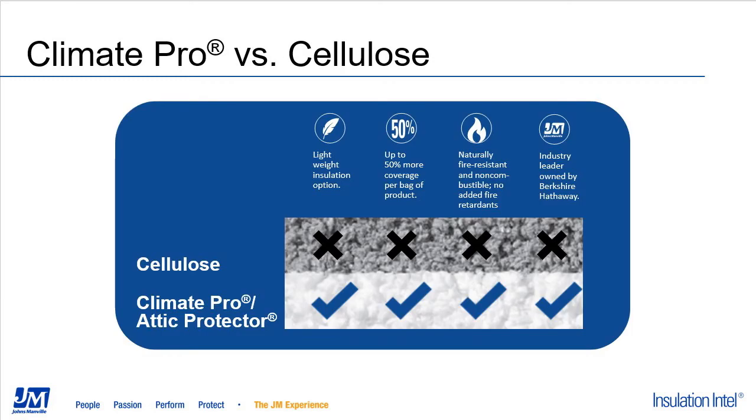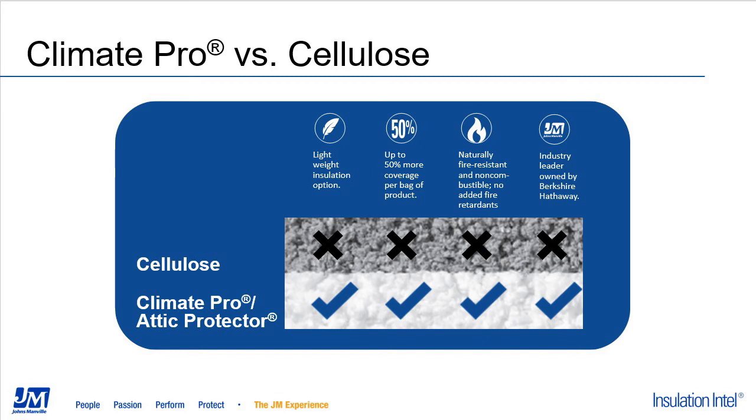Loose fill fiberglass's main competitor would be cellulose most typically. So I just wanted to highlight a couple of the advantages of fiberglass over cellulose. Fiberglass is significantly more lightweight than cellulose is once it's installed. Perhaps one of the biggest advantages is that you get a lot more coverage per bag in our Climate Pro or Attic Protector products than you do in cellulose.